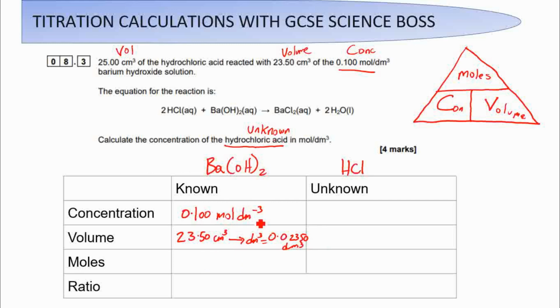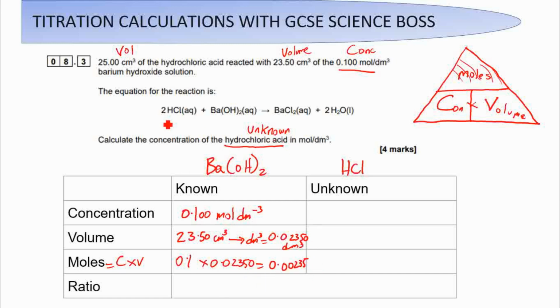Now we need to work out moles. How do we work out moles? Go to our triangle here. Moles is equal to concentration times volume. We have our concentration, which is 0.1, and we have our volume, which is 0.02350. Always remember to convert your volume into dm³. If you've done your calculation correctly, you should end up with 0.00235. And that's the moles.